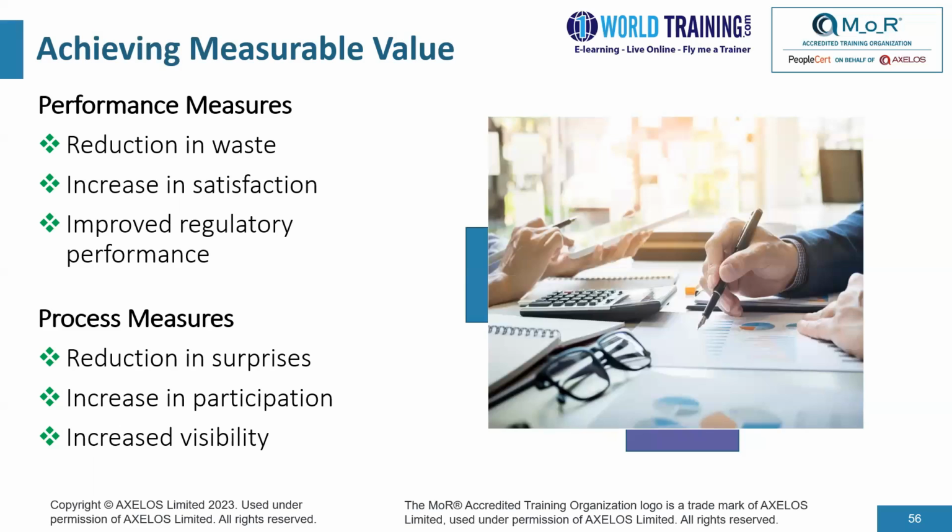And then on the process measures side, we have reduction in surprises. So the number of issues that arise without being identified and managed as risk reduces. The second example we have is increase in participation. Staff involvement is proactive. Anticipatory work increases confidence and improves the quantity and quality of future risk identification. And finally, we have increased visibility. There's a clear description of risk, and it enables understanding and effective communication between stakeholders.